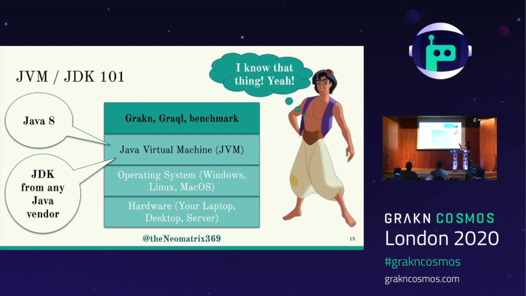You have a hardware or a server or a laptop. You have some operating system that runs on there. You install Java, in this case Java 8, because that's what Grakn supports. And then you have the apps that Grakn Labs provides. You can run on them. And you can get your Java from any Java vendor. And it works out of the box.